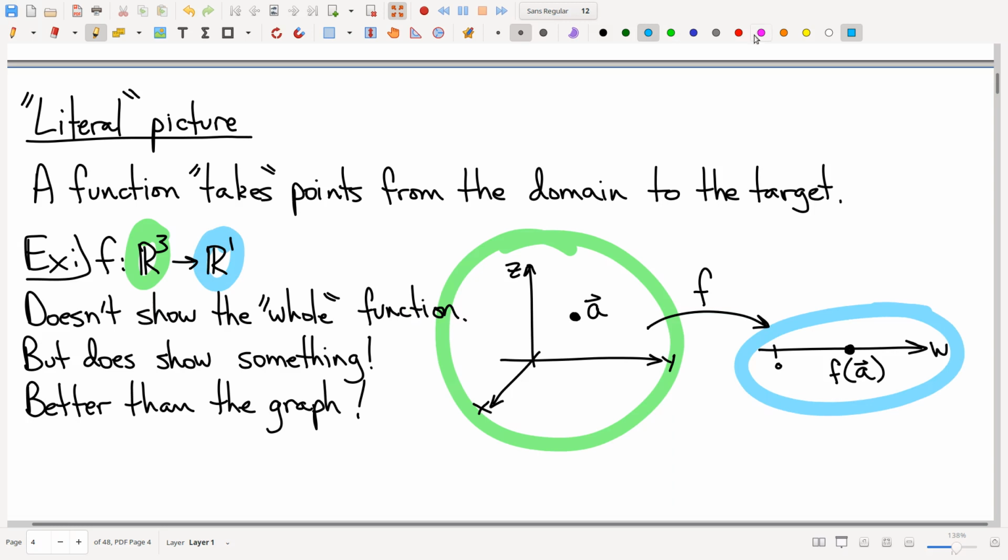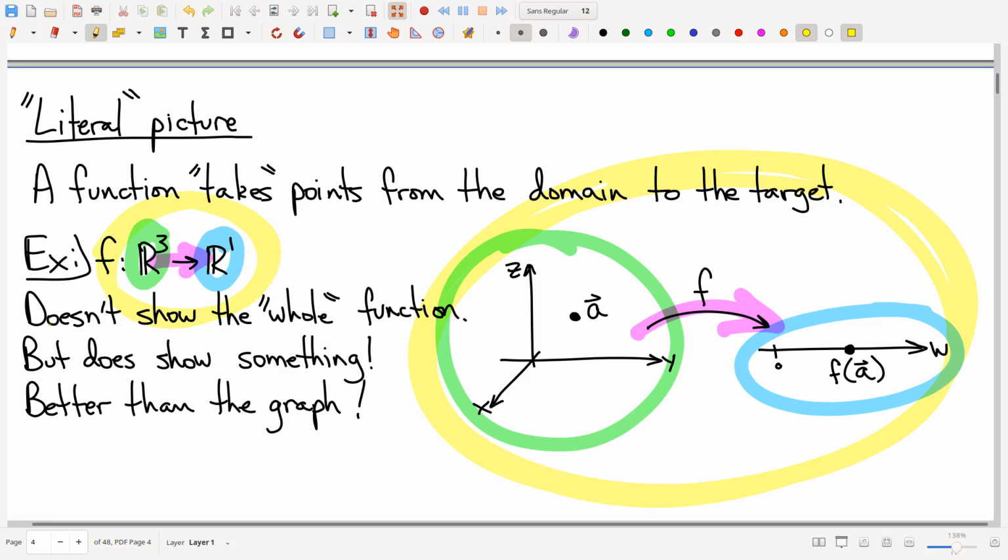What does the function do? The function takes points out of the domain and puts them into the target. Again, suggesting some sort of movement from left to right. And so that's what I'm drawing here. Notice this is really just a literal picture of what is being suggested by this notation. And this turns out to actually be really, really handy.